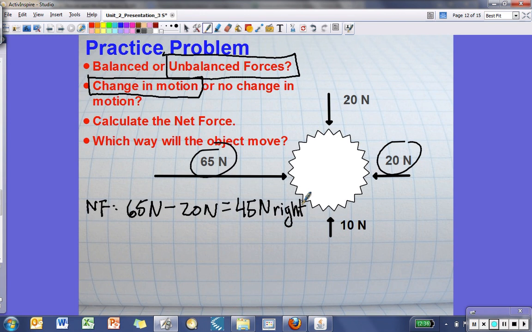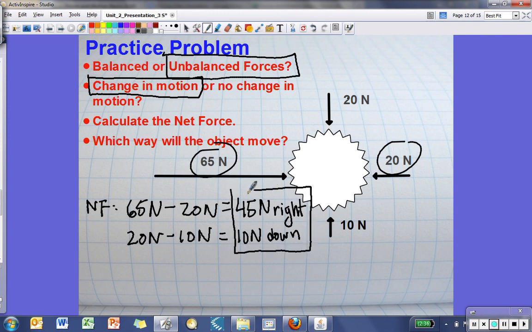Okay, now I've got to do my up and my down, and I have to separate that. I can't add it to that. So I go 20 newtons minus 10 newtons. Again, I'm subtracting because these 2 arrows are in opposite directions. So then I get 10 newtons. And again, my downward arrow is stronger, so there you go. My actual net force is these 2 combined: it's 45 newtons to the right and 10 newtons down.